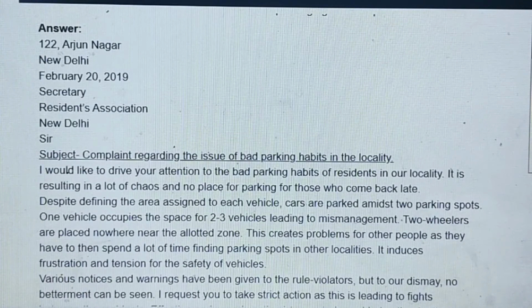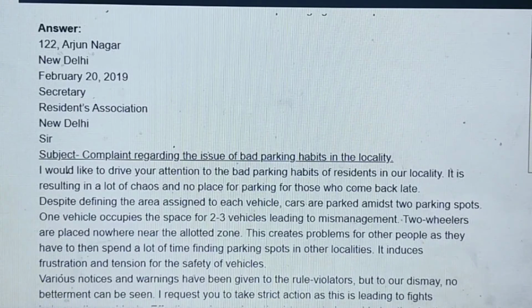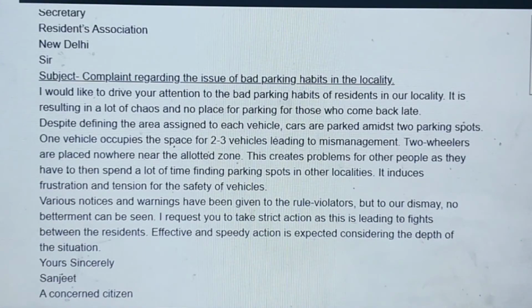Various notices and warnings have been given to the rule violators, but to our surprise and dismay, no betterment can be seen. I request you to take strict action as this is leading to fights between the residents. Effective and speedy action is expected considering the depth of the situation. Yours sincerely, Sanjeet, a concerned citizen.